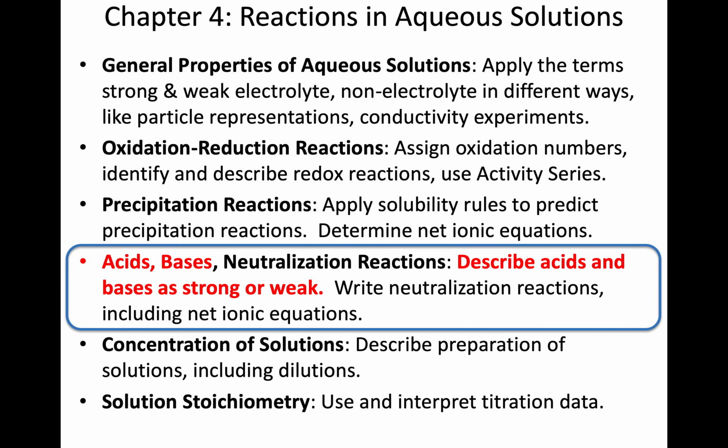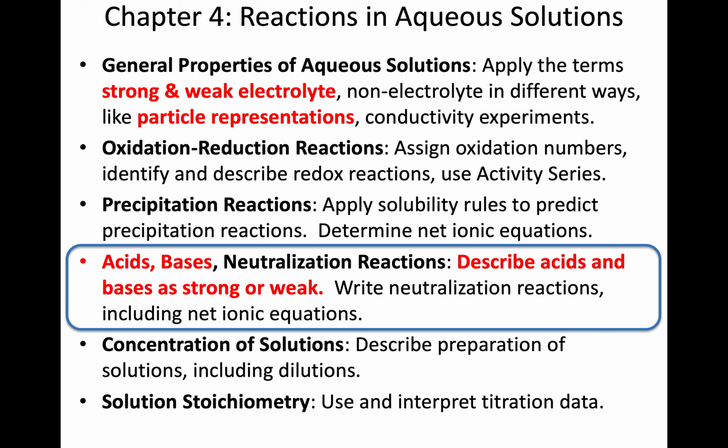Within this video, we're going to look more closely at what makes something an acid or a base, describe them as strong or weak, and connect them back to ideas that we had at the start of the chapter, which includes considerations of strong and weak electrolytes, and also the corresponding particle representations.